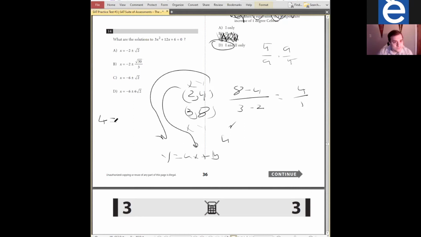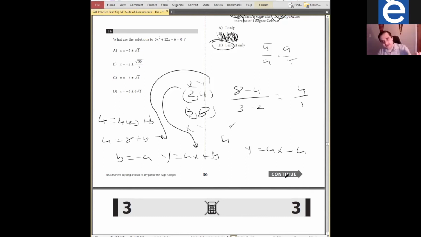4 is equal to 4 times 2 plus B. So then we would have 4 is equal to 8 plus B. B is equal to -4. So our line would be Y is equal to 4X minus 4. That process, you got to know that process.